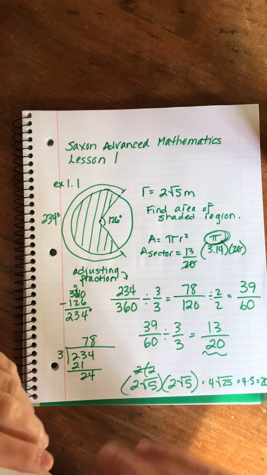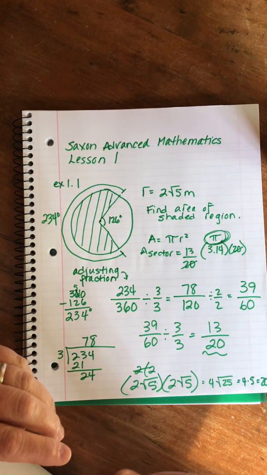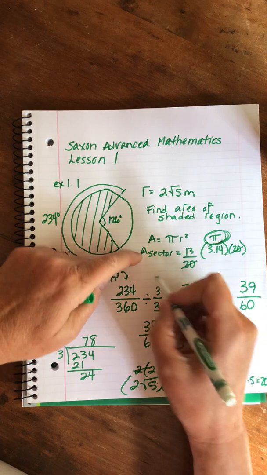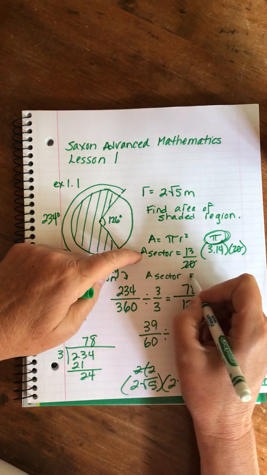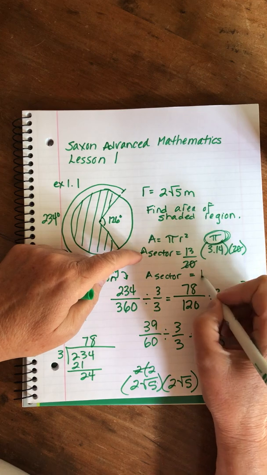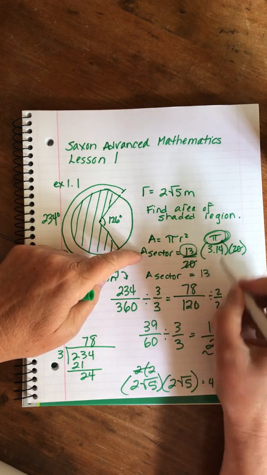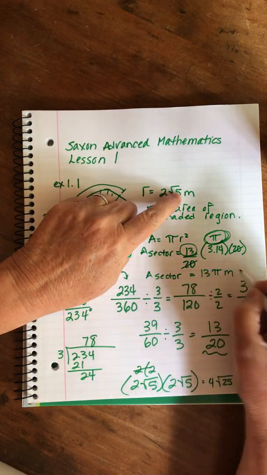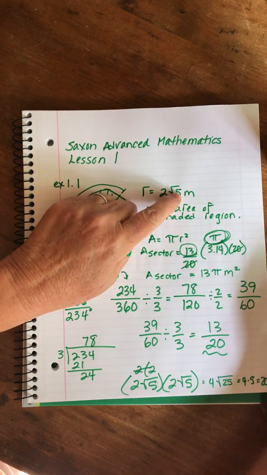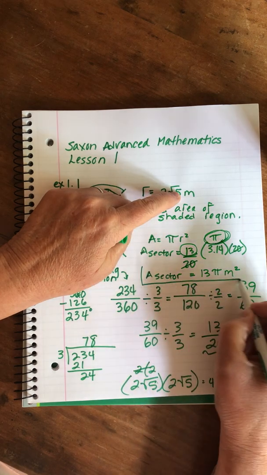Leave your answer in whatever form John gives so that it's easier for you to compare. So I'm going to say that the area of the sector is equal to 13 pi, and then it's meters, and it's area, so it's squared. 13 pi meters squared, and that is the correct answer.